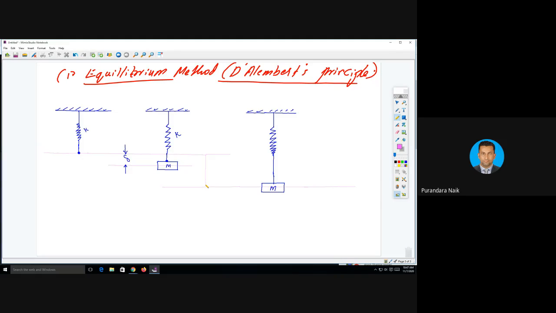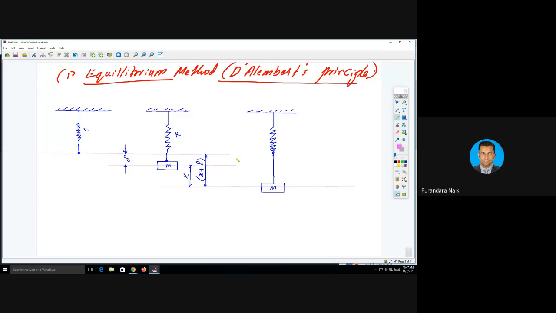So the total displacement, let us consider, this is the total displacement. The total displacement is delta plus x. This is x, plus delta. Copied?